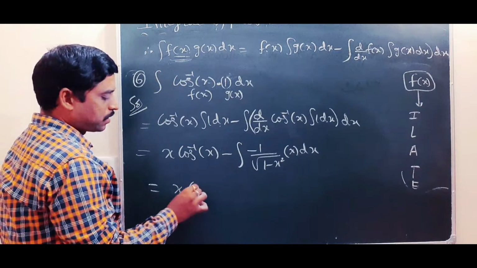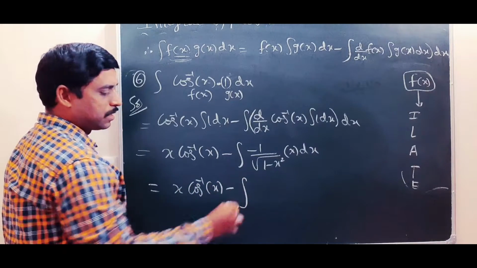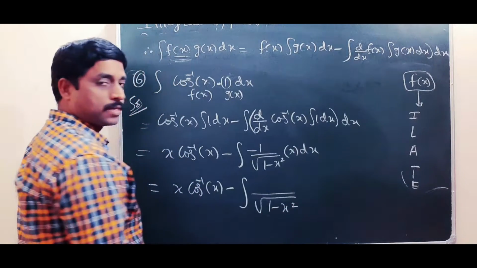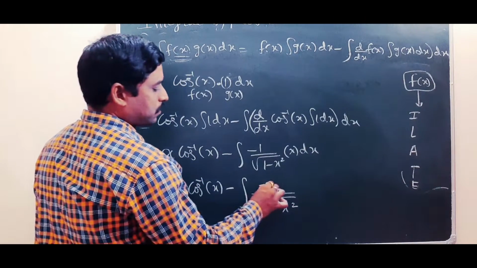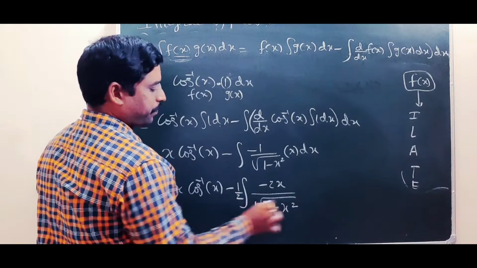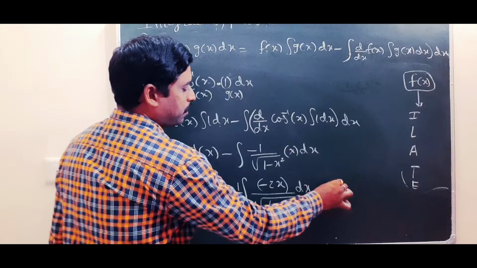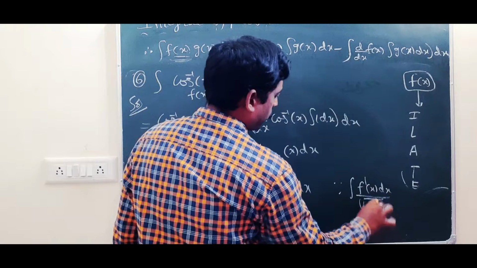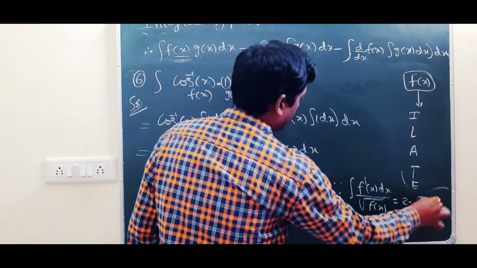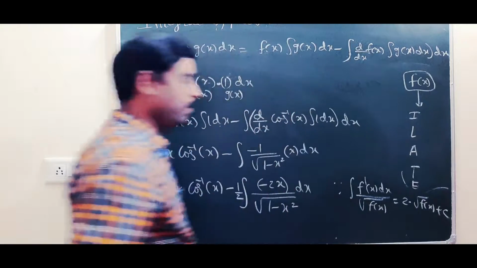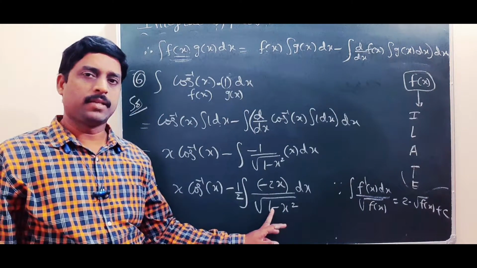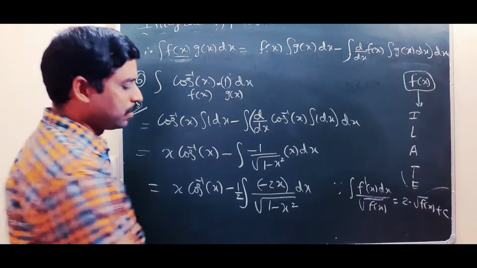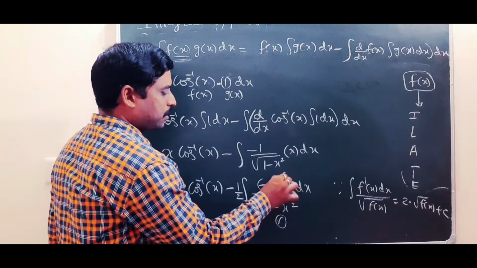So x cos inverse x minus integral, so first root under root 1 minus x square. So root under 1 minus x square derivative is minus 2x. Okay. So divide and multiply by 2. So what is the formula? This is in the form of integral f dash x dx by root under f of x. So answer is 2 into root f of x plus c. Where f of x expression, what value is there? 1 minus x square. So differentiation of 1 minus x square is minus 2x. So this is f of x, minus 2x is f dash x.